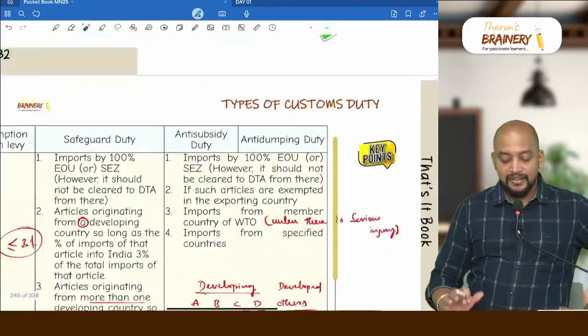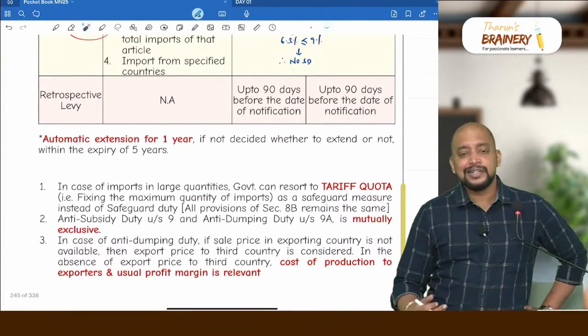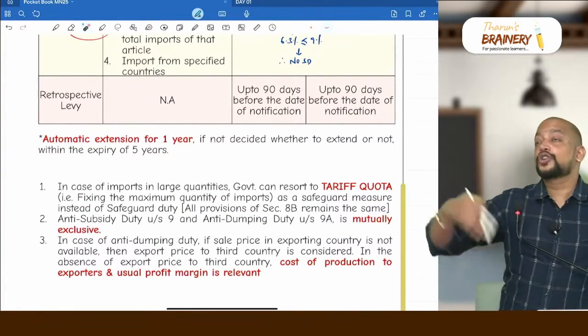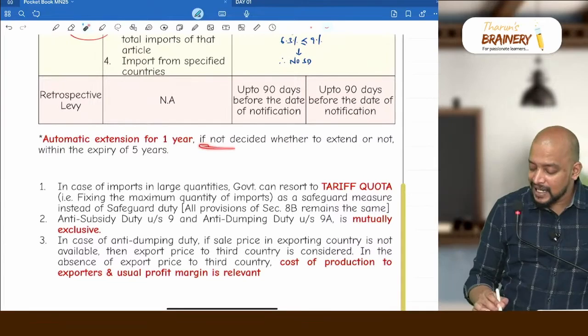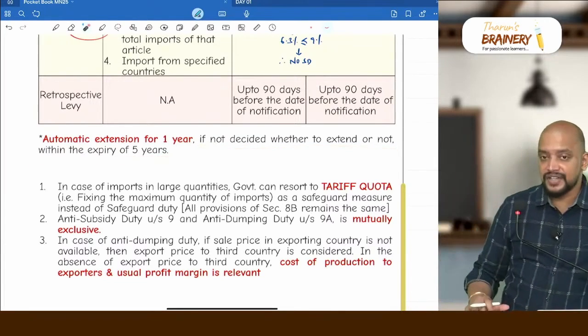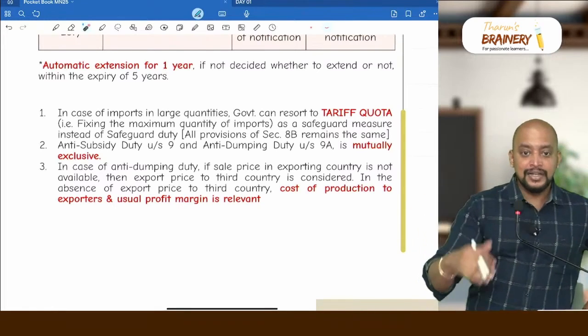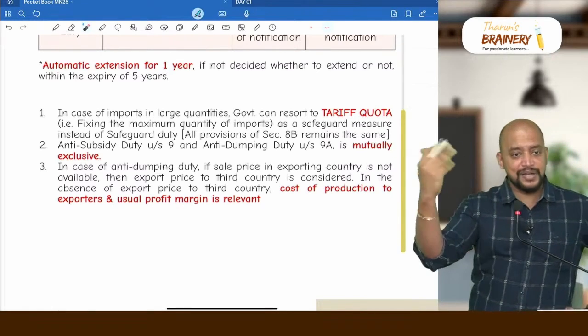Say, for example, 5 years are over and they could not do the review; can they extend it? Yes, they can extend it. Automatically it will be extended by 1 year if not decided whether to extend or not within the expiry of 5 years, and thereafter in that 1 year they need to decide. If not, the notification will end; otherwise it can be extended.